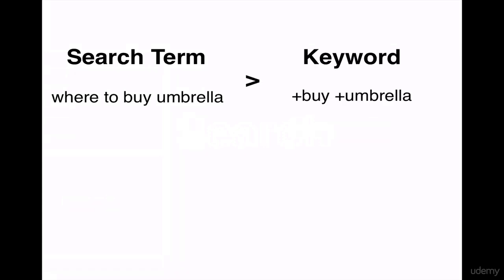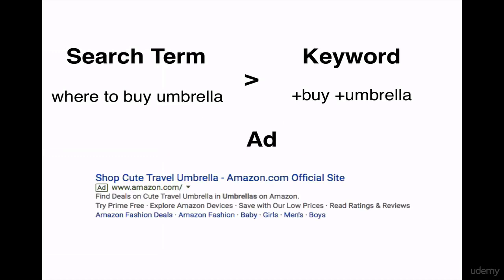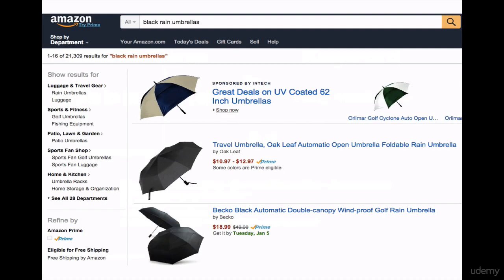Now, the way search ads work is pretty simple. You have a search term, for example, where to buy umbrella. That triggers a keyword that you selected in your account, in this case, buy umbrella, and that triggers the ad that you have created in your account. The person searching sees that ad on the search results page. They click the ad, it takes them to your website, and hopefully they purchase an umbrella from you.